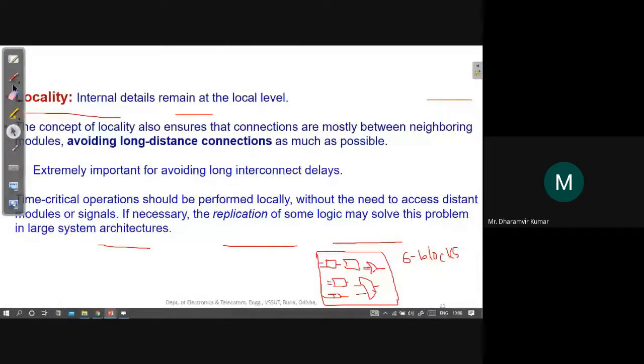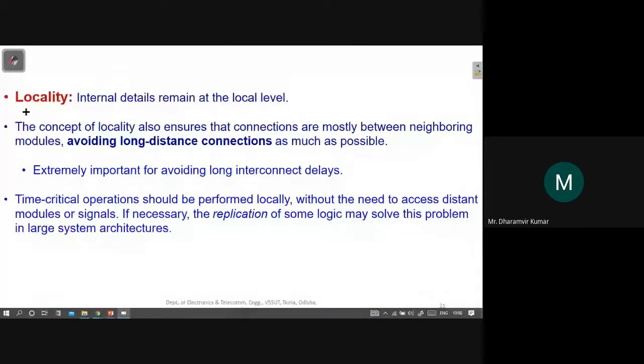And the last principle that is there is called locality.